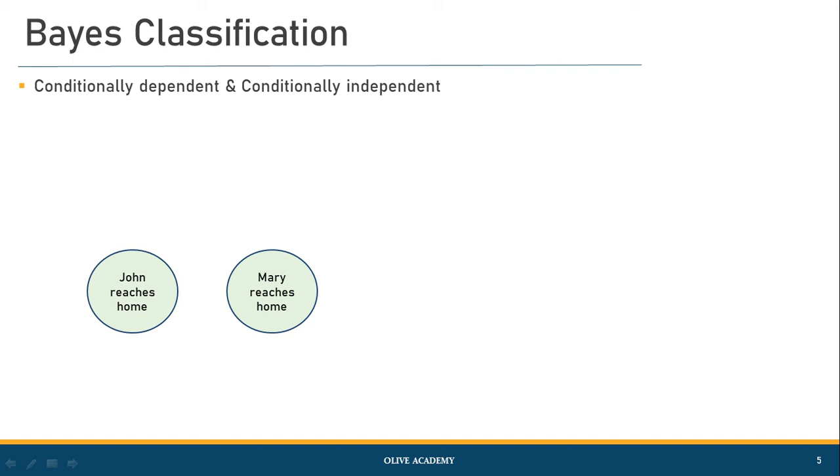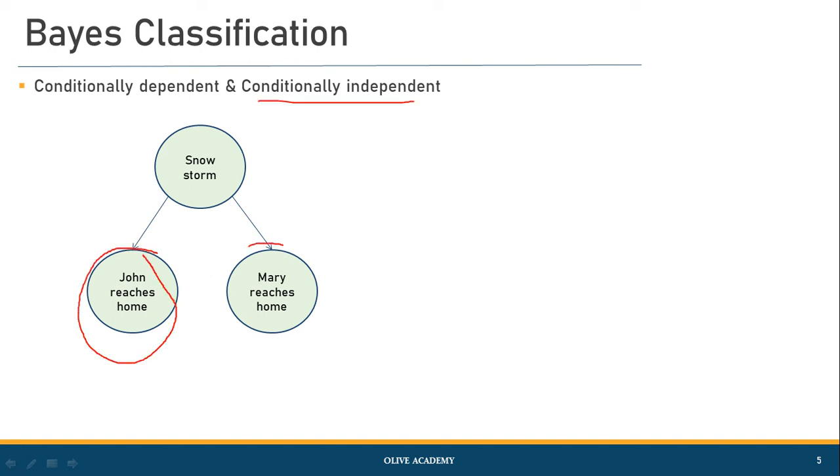Now, let's say there is an external factor called snowstorm, which is going to influence, because the snowstorm within the same city may probably influence John reaching home on time and Mary reaching home on time as well. That is called conditionally independent, because there are two different events, which are independent events, and an external event which is going to influence John reaching home and Mary reaching home, depending on a specific condition, and that is what is called conditionally independent events as well.